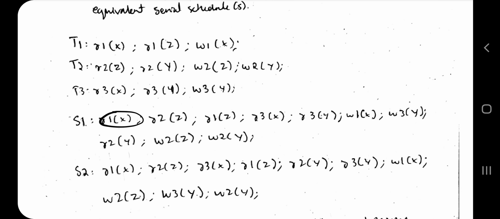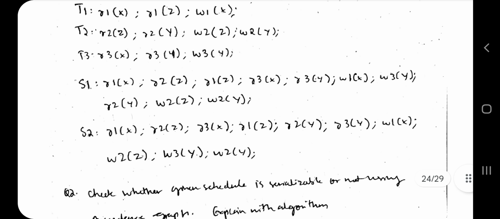Okay, R1x belongs to which one? T1. So it's very simple. R1 means 1 is there, that means it belongs to transaction 1. 2 means it belongs to transaction 2. 3 means it belongs to transaction 3. So even if these are not given, you can directly derive it from this. R1x is the first thing, so in S1 you will write under T1 because it's R1x first.